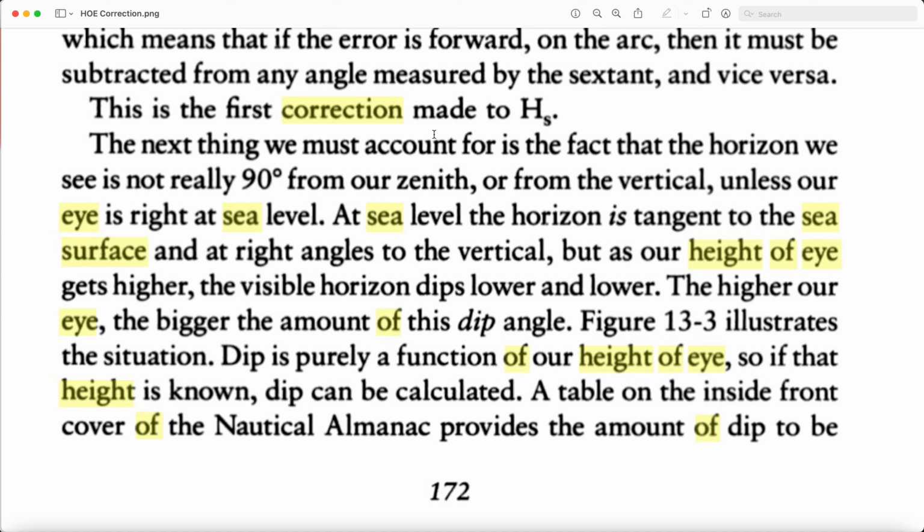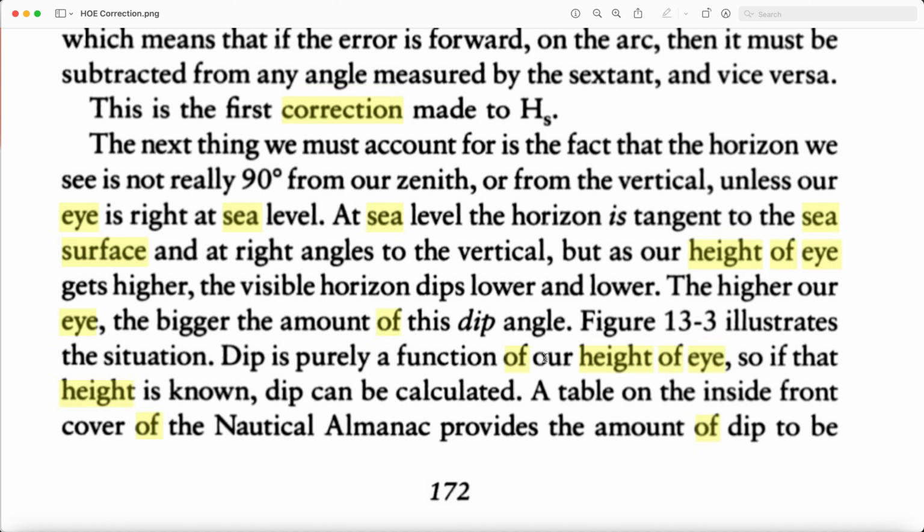The next thing we must account for is the fact that the horizon we see is not really 90 degrees from our zenith or from the vertical, unless our eye is right at sea level. Once again, sea level. At sea level, the horizon is tangent to the sea surface and at right angles to the vertical. But as our height of eye gets higher, the visible horizon dips lower and lower. The higher our eye, the bigger the amount of this dip angle. Figure 13.3 illustrates the situation.